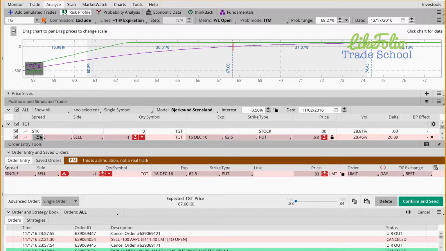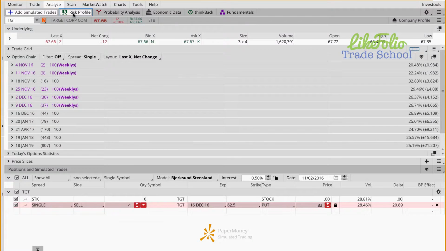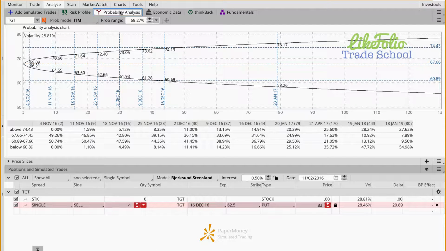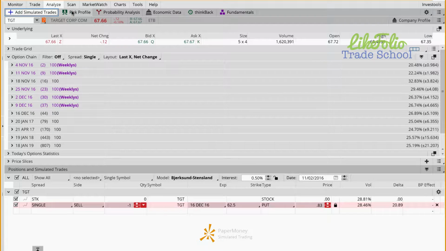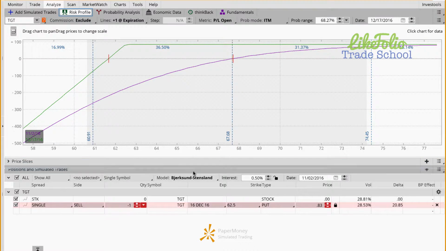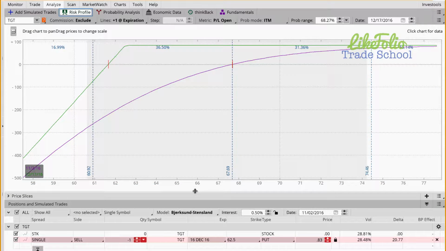That's going to take us to our risk profile in our analyze tab. So it moved us over to the analyze tab from the trade tab. Make sure that you have risk profile selected. It might be auto selected on probability analysis or add simulated trade. Just make sure you have risk profile selected. And I'm going to give a little bit more space to our actual risk profile here while still being able to see the trade at the bottom.